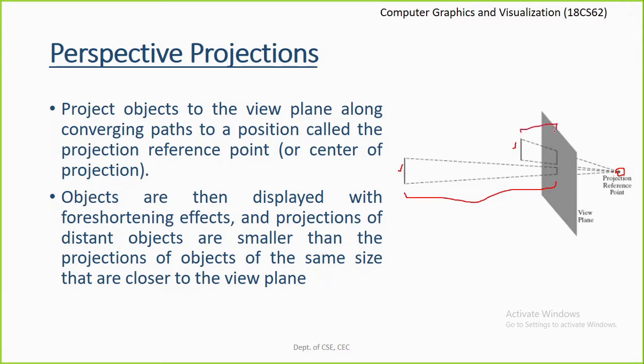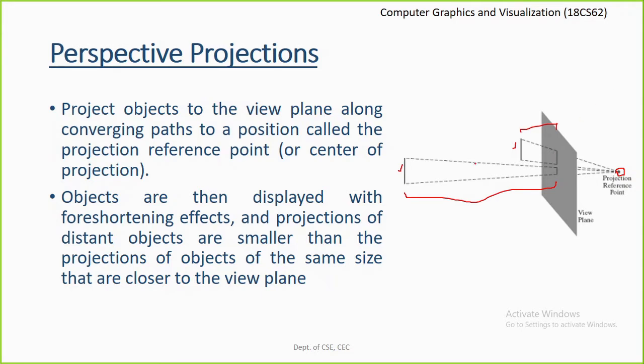So based upon the distance of the object from the view plane, we can view the objects as larger or smaller. The projection of distant objects appears smaller, whereas the projection of objects closer to the view plane appears larger. That is the speciality of perspective projection. Remember, in orthogonal projection we did not have this criterion. Irrespective of where the object is placed, near or far, it appeared the same. But that is not the case in perspective projections. The size of the objects depends upon the distance of the objects from the view plane.